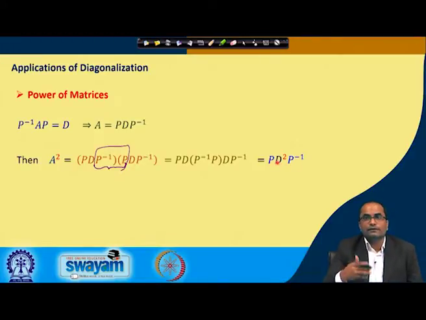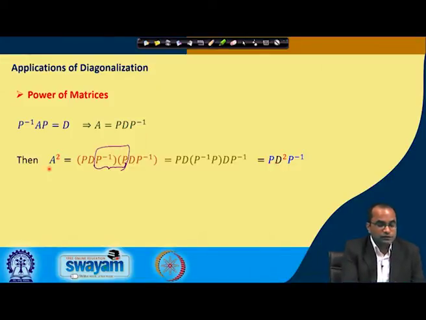Naturally, when we have a high power, not just 2, because in any case we have to do this multiplication P D square and also this with P inverse, the work is more if we just want to find this power 2. But in case, for example, we want to get the power 1000, then definitely this will be very useful, because a higher power of D will be easier to compute.